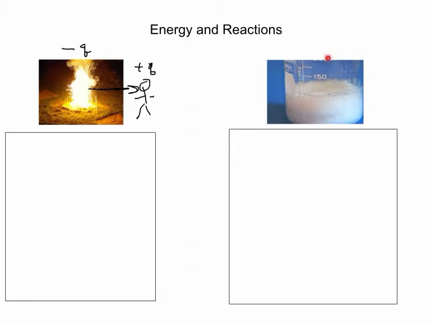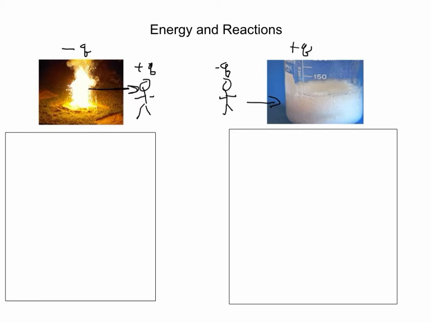In this reaction, this is the reaction of vinegar and baking soda. Let's say you carry out this reaction. And this reaction actually feels cold. It is taking energy from you and transferring it to the reaction. So you now have a negative Q because you're losing heat, and the reaction has a positive Q because it's gaining heat.